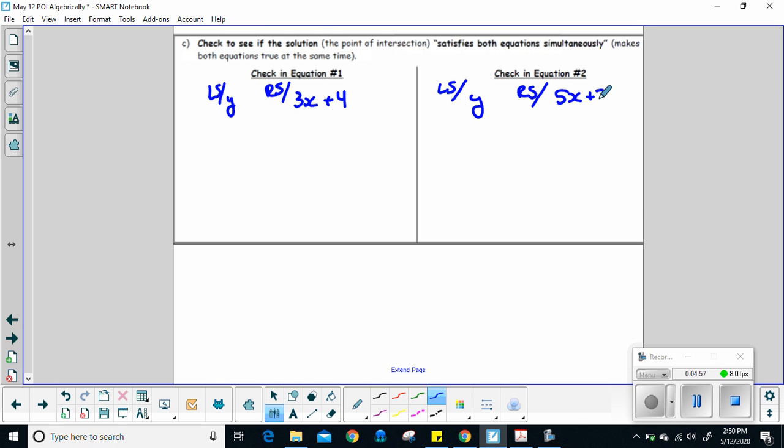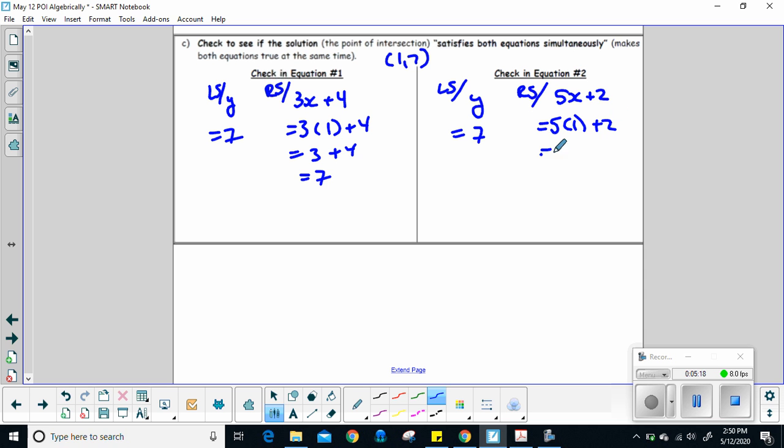x plus 2, and we're checking a point of intersection of (1, 7). So let's see. y was equal to 7, x was equal to 1 plus 4 gives me 3 plus 4, that gives me 7. Good, correct. Other one, y is equal to 7. Right side is 5 times 1 plus 2. That gives me 5 plus 2. Oh, that gives me 7 as well. Good. Therefore, (1, 7) is the correct solution. Good, so that covers basically everything we need to do.